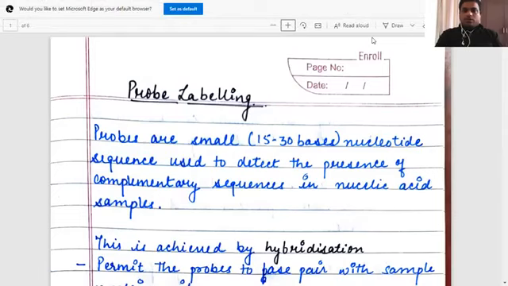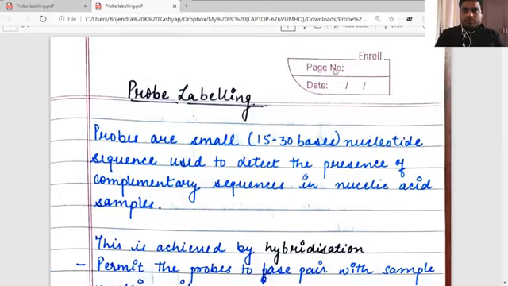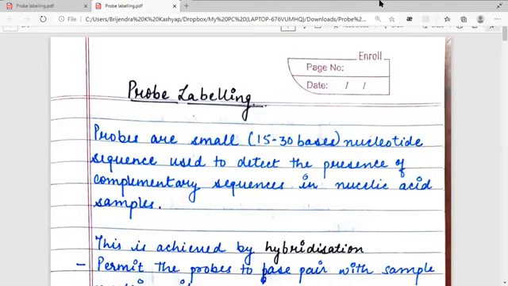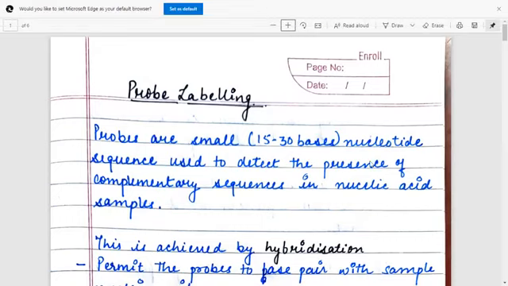Hello everyone. Today we are going to discuss probe labeling. Before starting probe labeling, we should know what a probe is. Probes are small 15 to 30 base nucleotide sequences used to detect the presence of a complementary sequence in DNA.